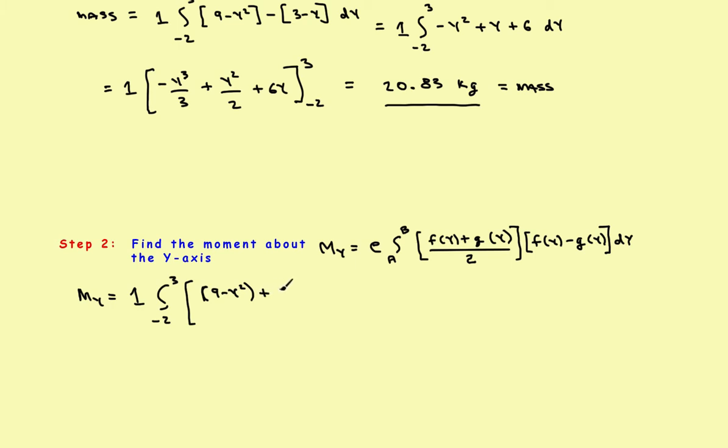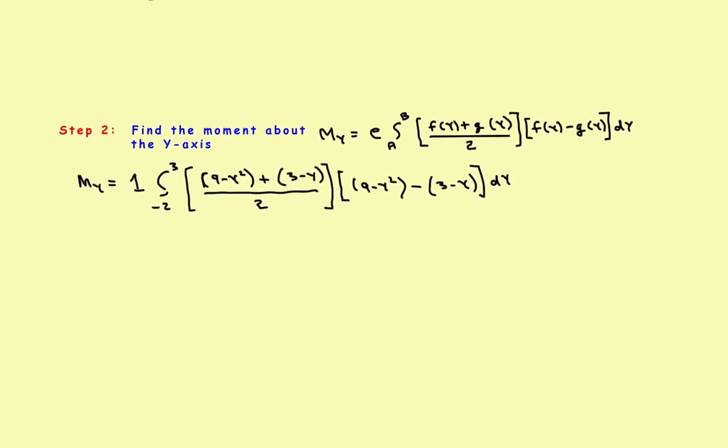Then you've got plus g of y, which is 3 minus y in parentheses. Then we'll put parentheses across there, divided by 2. It's just the average value of those two functions. Then f of y minus g of y is the actual height of the function itself. So f of y is 9 minus y squared minus, and g of y is 3 minus y, dy. So you've got the whole thing set up. Now it's just a matter of running through that integral.